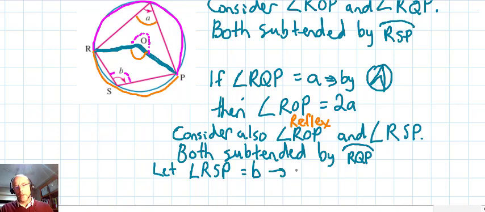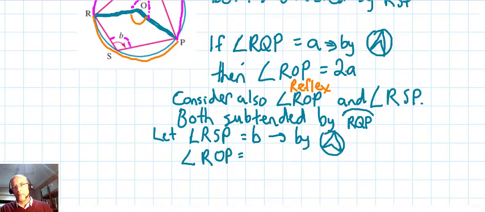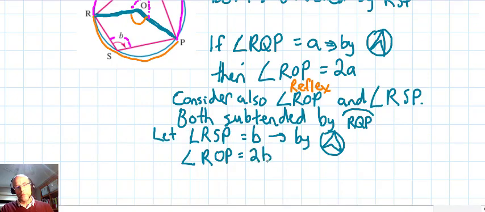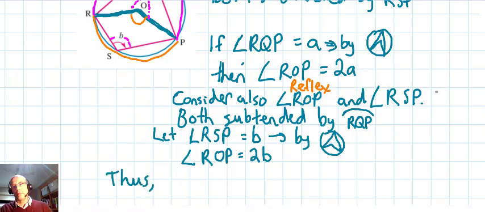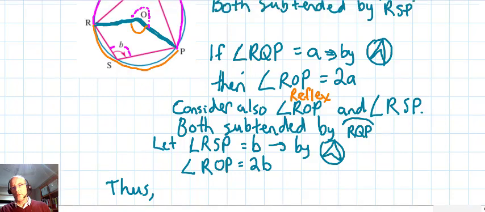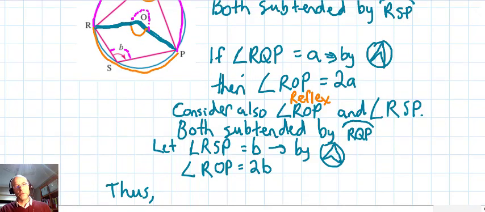Then again by Theorem 1, the reflex angle ROP will be twice RSP, so 2B. Remember, because the angle at the center is twice the angle at the circumference when they're subtended by the same arc.